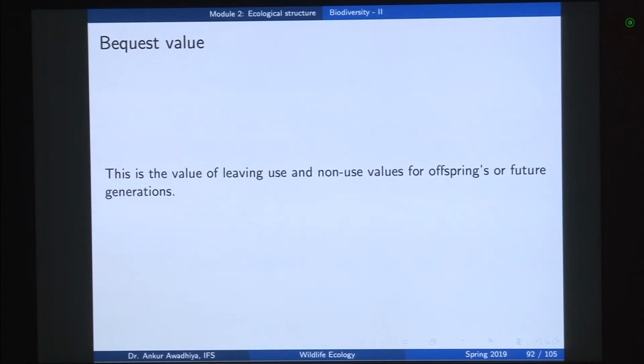Kanha also has an existence value, because people all over the world feel happy that yes, there is a national park called Kanha National Park that exists in India. It also has a lot of altruistic value, because I know that yes, some of my countrymen are getting employment out of it, out of Kanha. So, all of these values together signify the value of biodiversity, and which is why a study of ecology becomes extremely important to conserve all of this biodiversity.